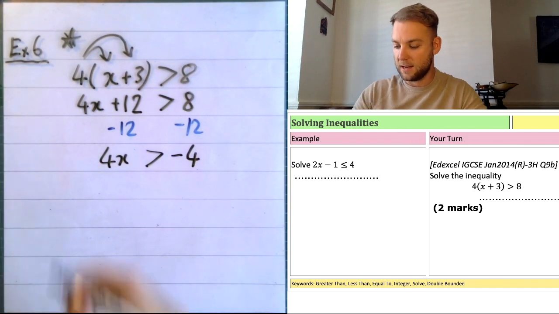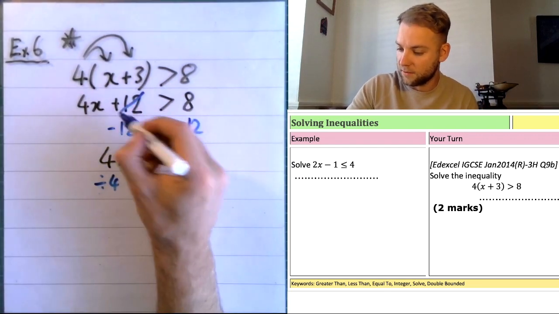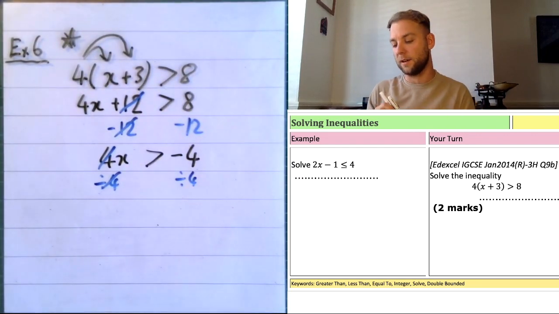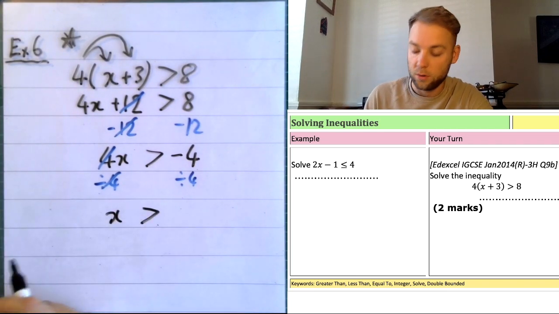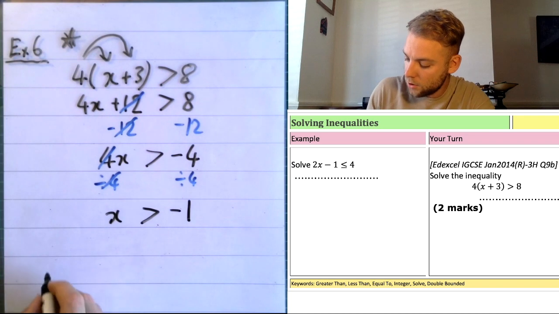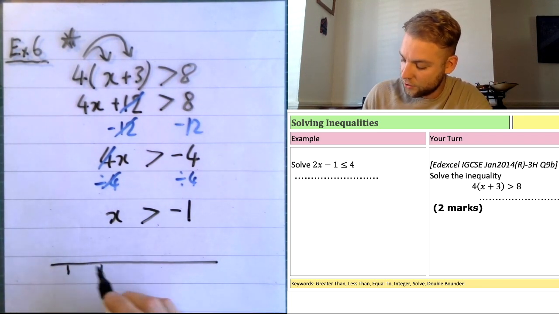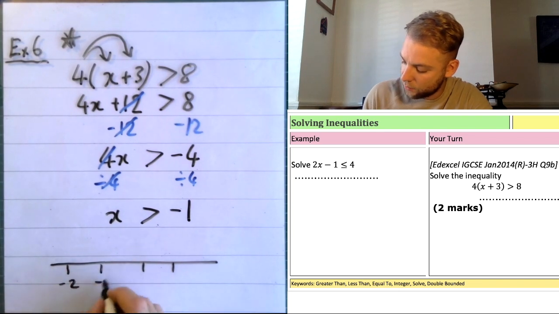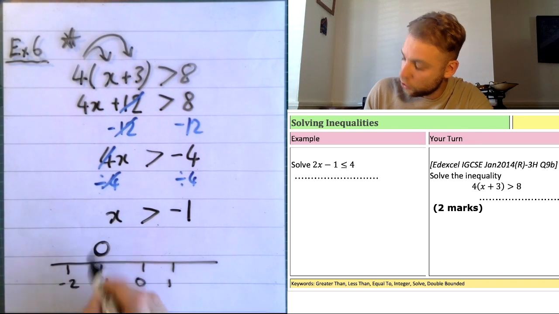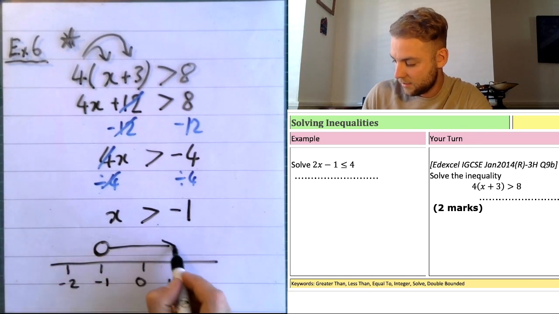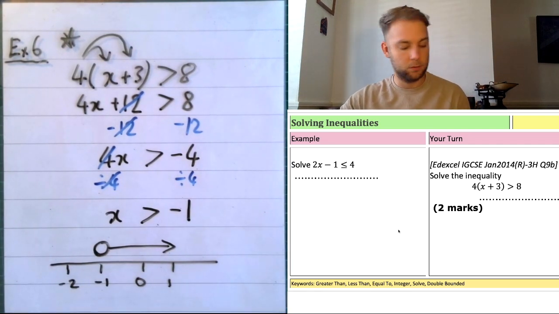Okay, then divide by 4, divide by 4. Sorry, I should cancel that one there, shouldn't I? 4x divided by 4 is just x. -4 divided by 4 is going to be -1. So if I draw my number line, -2, -1, 0, 1. It's greater than -1, not including it, so it's an open dot. Brilliant.